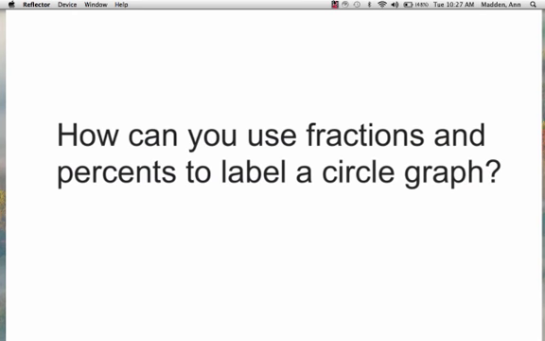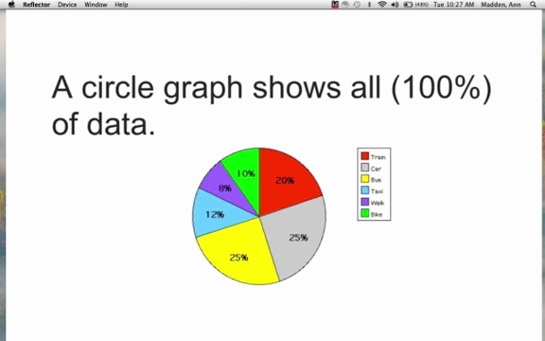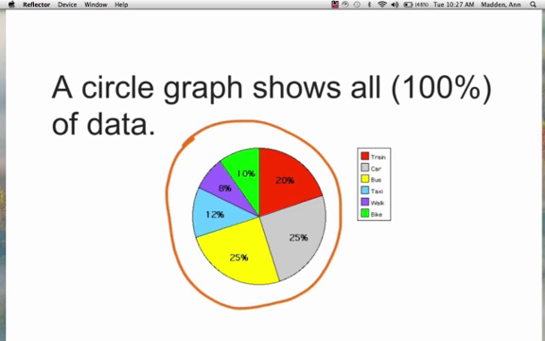So how can you use fractions and percents to label a circle graph? A circle graph, remember, shows all 100% of the data. So if I were to take this graph right here, and if I were to add up all those percentage marks, it would equal 100.